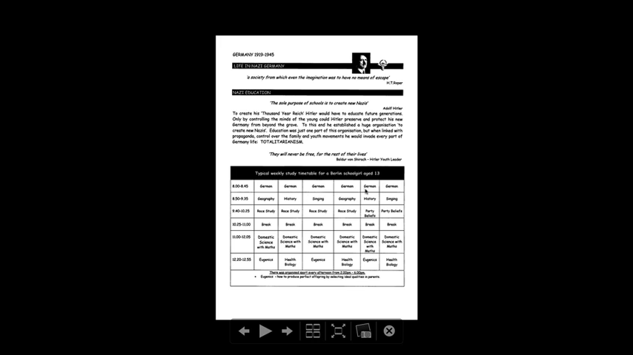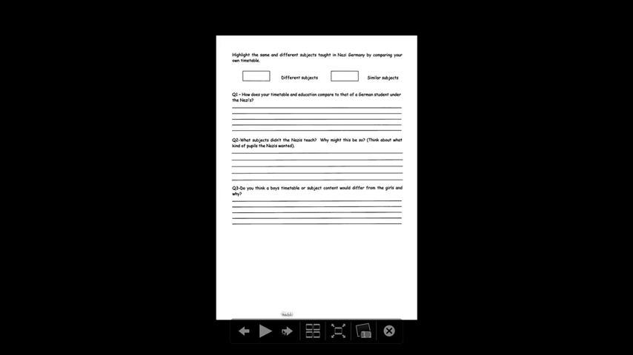They can identify lessons that look familiar and lessons that are different. The first task is for the students to identify the similar and different subjects that are taught in the German curriculum from their own curriculum. Then we move through questions 1, 2 and 3. How does your timetable compare and education compare to that of a German student under the Nazis? Secondly, what subjects didn't the Nazis teach and why might this be so?